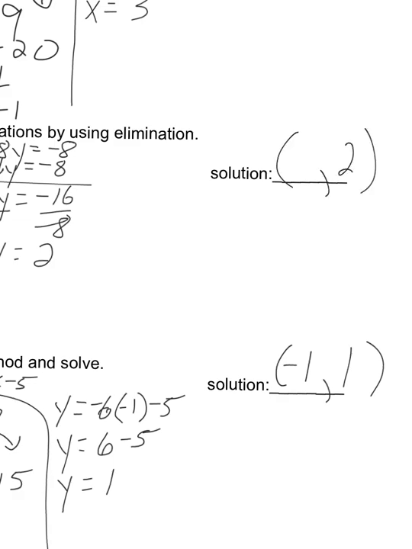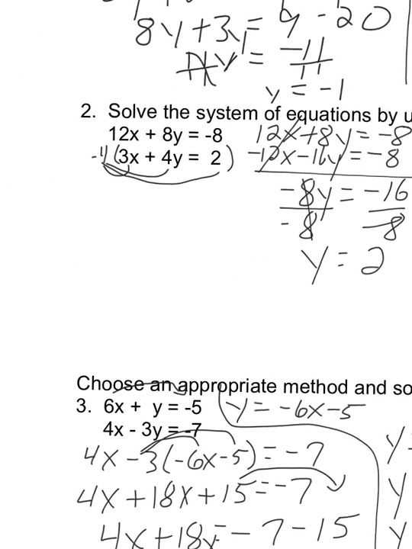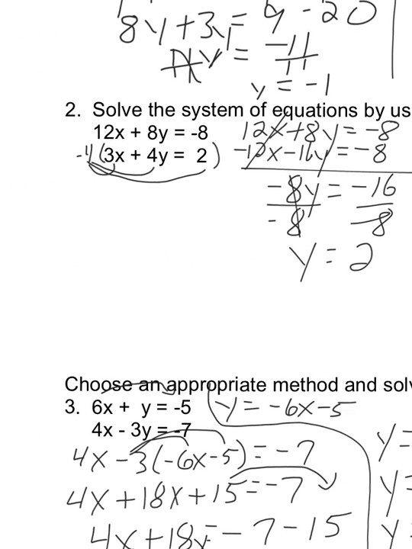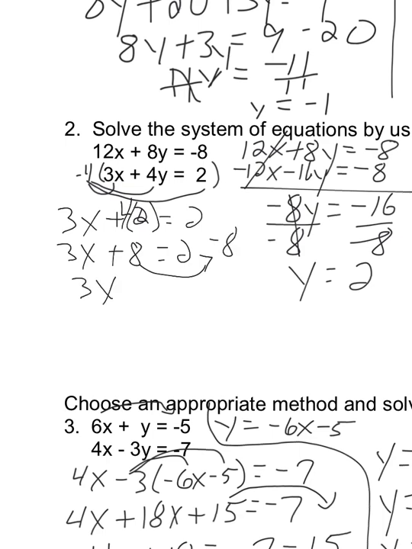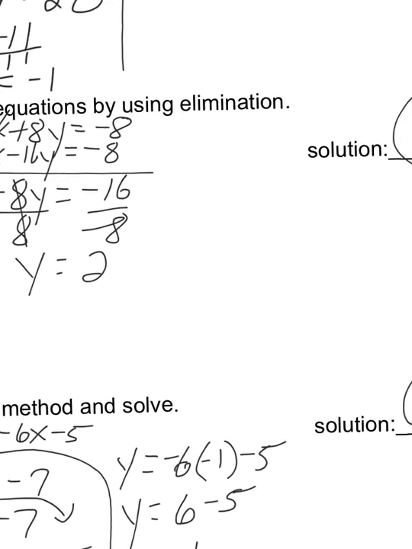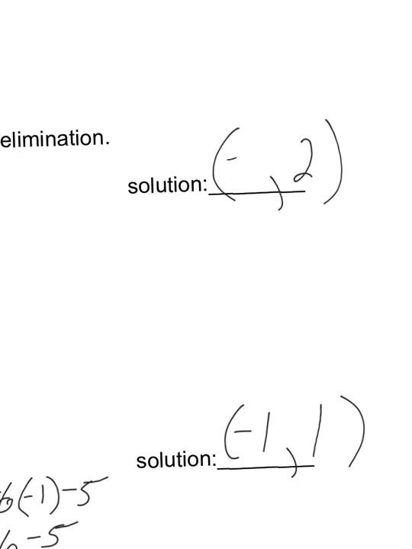And I'm ready to plug that 2 back in to either equation for y and solve for x. So let's just stick with the bottom. 3x plus 4 times 2 equals 2. So that's 3x plus 8 equals 2. Subtract the 8. 3x equals a negative 6. Divide by 3. X equals negative 2. So our final answer, put that into my solution set, is negative 2, 2.